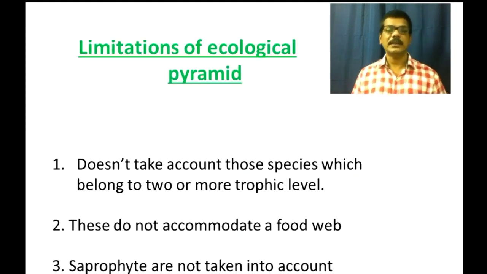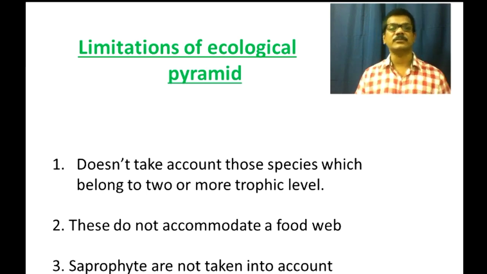Now let's come to the limitations of ecological pyramids. You have seen that ecological pyramids are pictorial representations, so it's very easy to understand the number of organisms, the amount of biomass as well as the amount of energy present in different trophic levels. By adding colors, it will look attractive. At the same time, the ecological pyramid poses certain limitations.